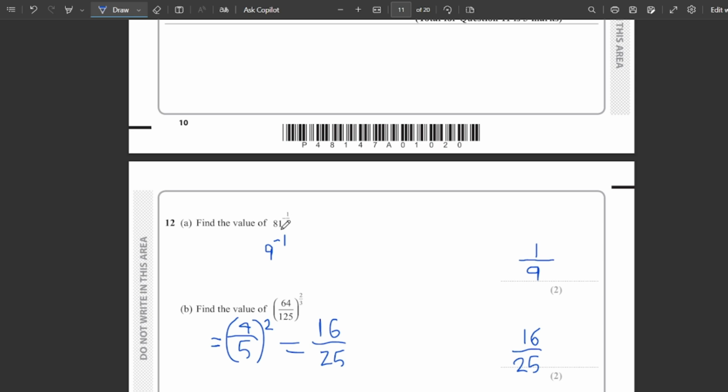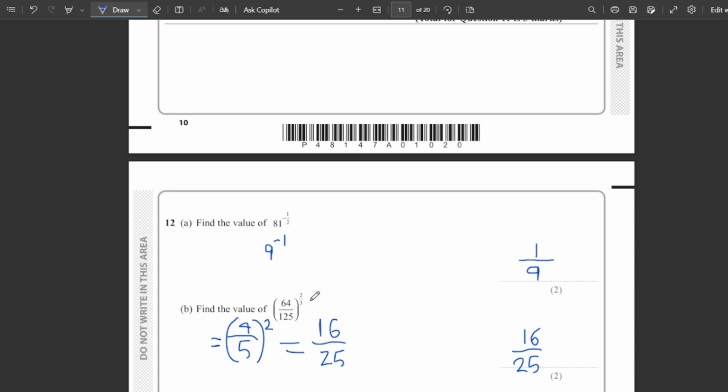81 to the power of minus a half. It's simply anything to the power of a half is square rooted. So you deal with the square root first. So you get 9 to the power of minus 1. Minus 1 is simply the reciprocal. So then you get 1 over 9.